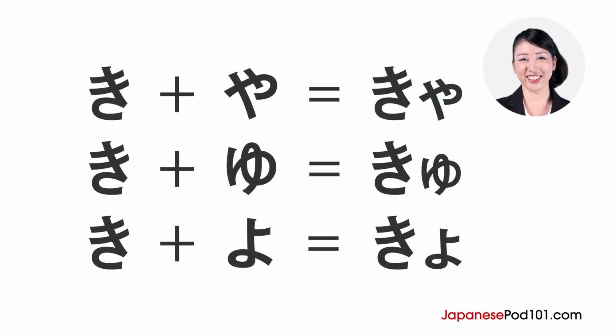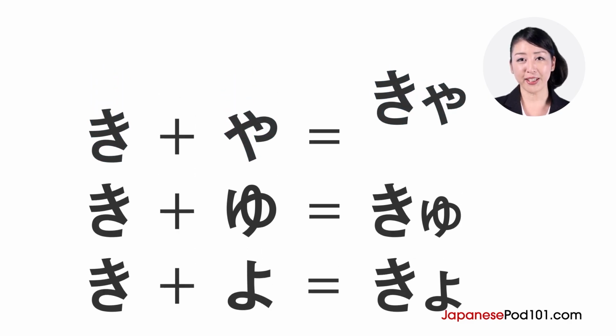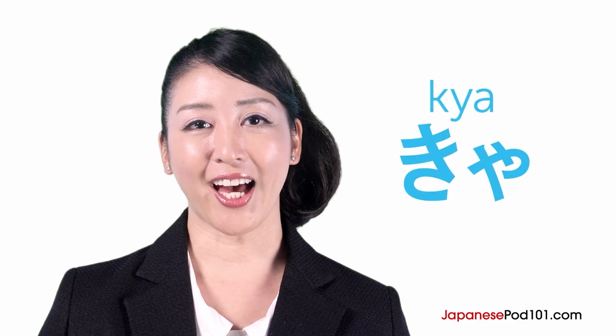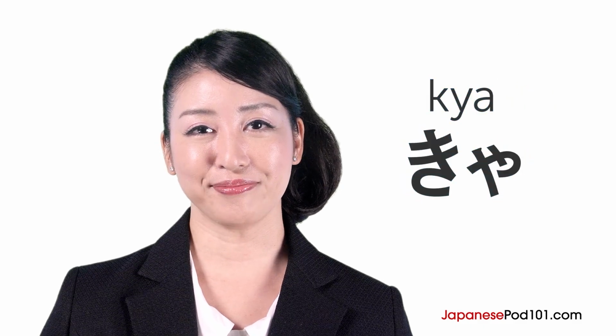Okay, let's get started. The first one is kya, kyu, kyo. Ki is combined with ya to get kya. You need to say ki and ya together very quickly to form them into one syllable. Repeat after me. Kya, kya.